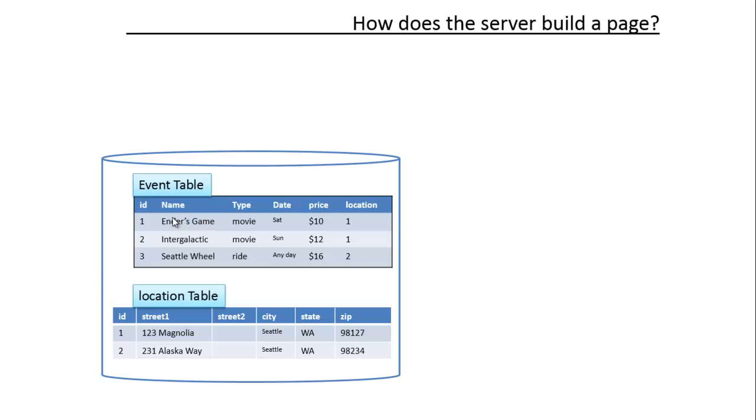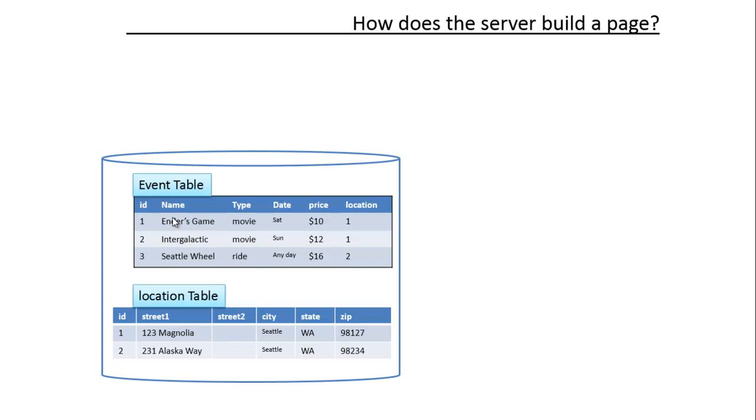Okay, final piece of information here. Exactly how does that server build that page? So we've gotten the general idea that the server combines information from the database with information from the template, but let's now look in more detail about that. So we start with the database. This is a database not unlike the one that you have. It has an event table with a few events in it and has a location table with a couple of different locations in it.